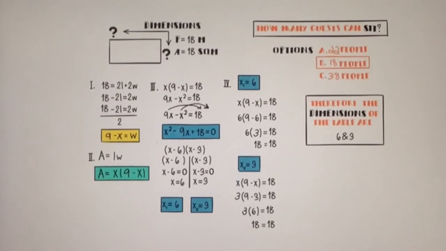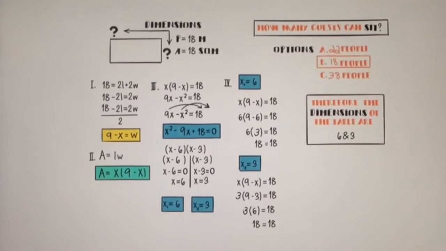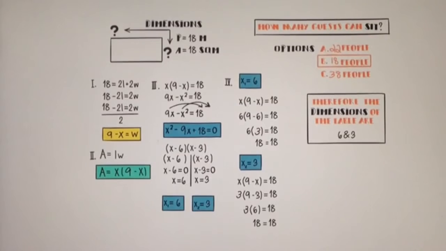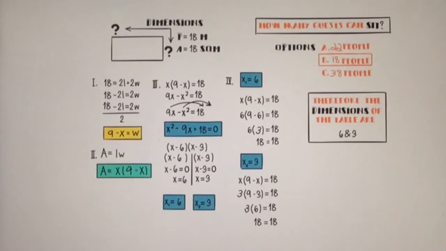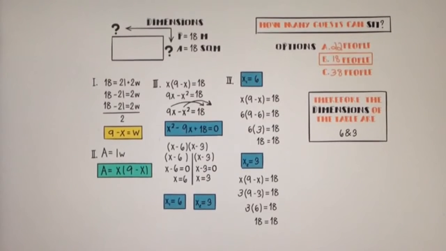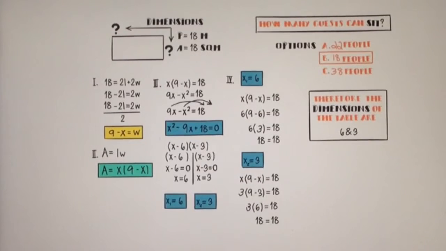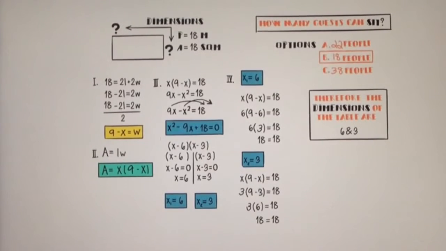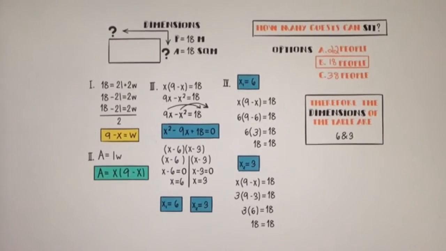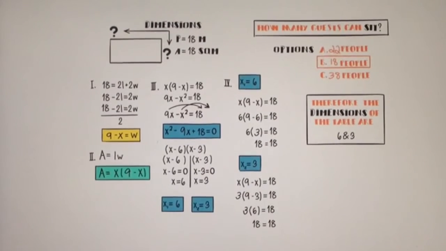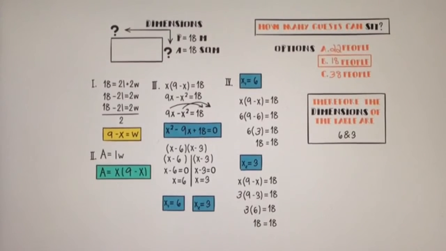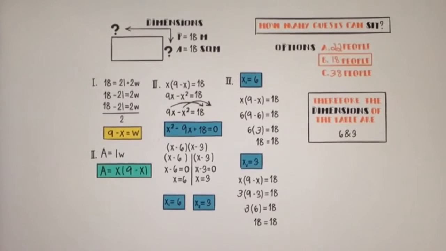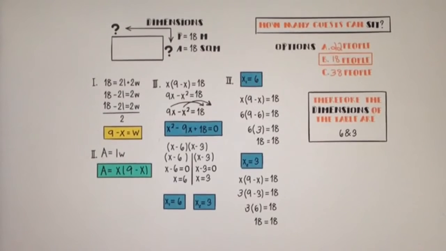So now, let's solve. 18 is equal to 2L plus 2W. Now, we transpose and isolate, meaning divide it by 2, and that would give us 9 minus x equals W. A is equal to L times W, so that would mean A is equal to x times 9 minus x. Next, we solve for the equation. X times 9 minus x is equal to 18. We multiply it, and that will give us 9x minus x squared equals 18.